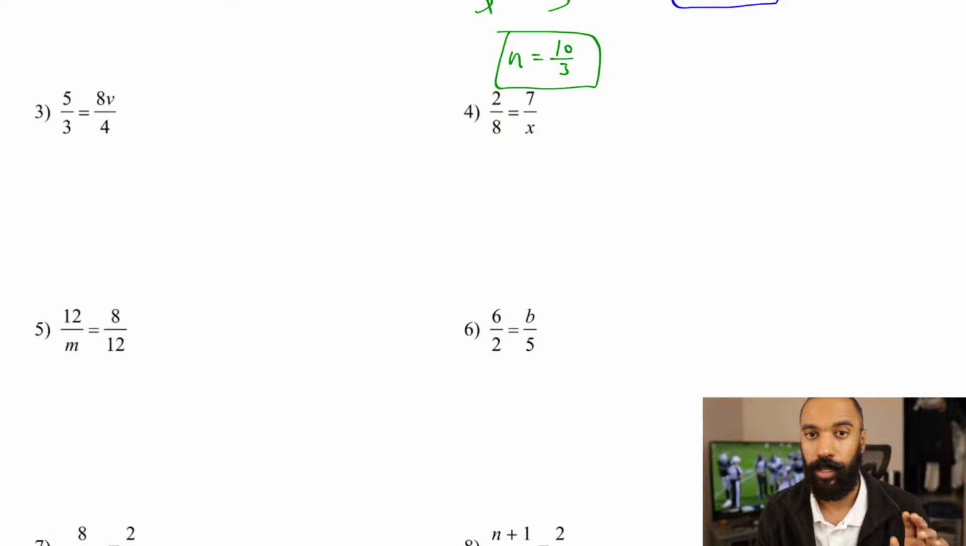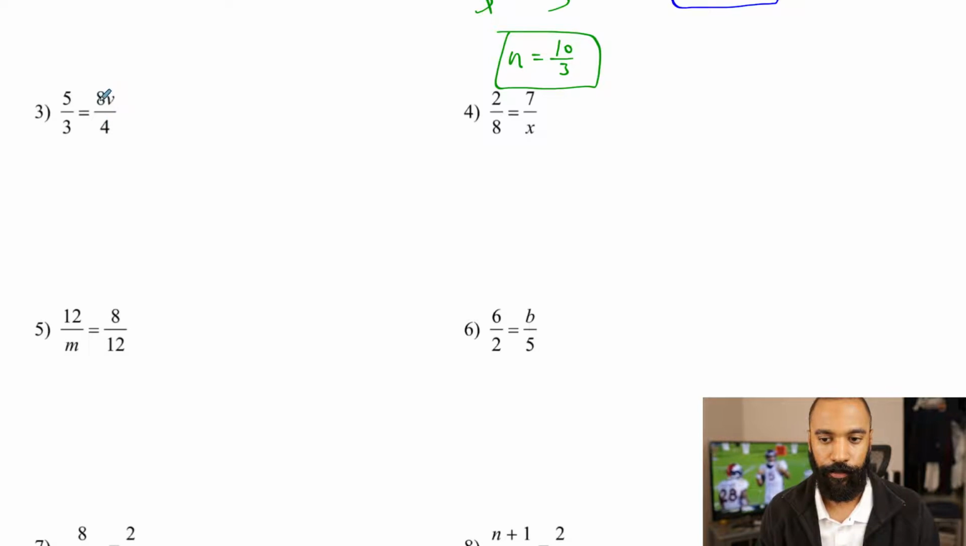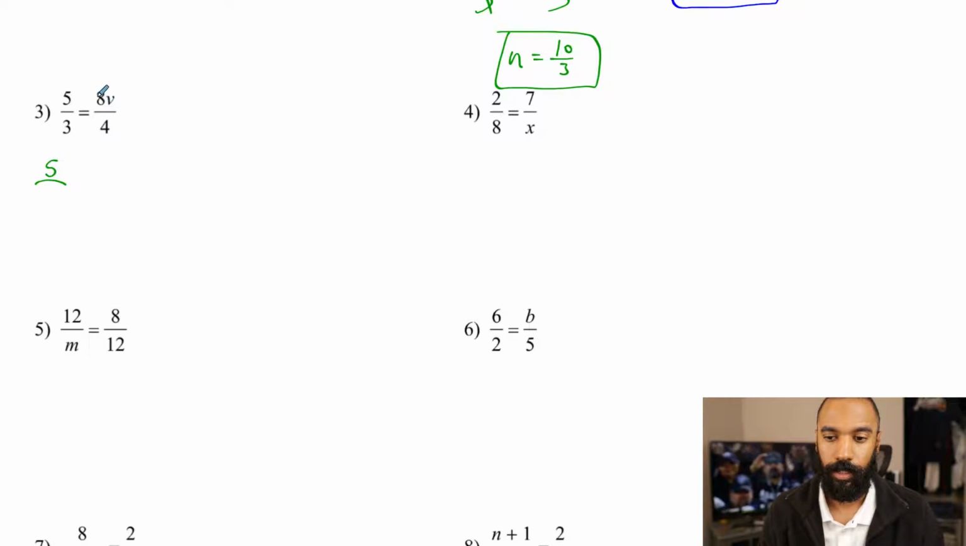For example, 8 over 4 right here can reduce. 8 over 4 can reduce to 2. So 8v divided by 4 is 2v, like this. 2 times v equals 5/3.